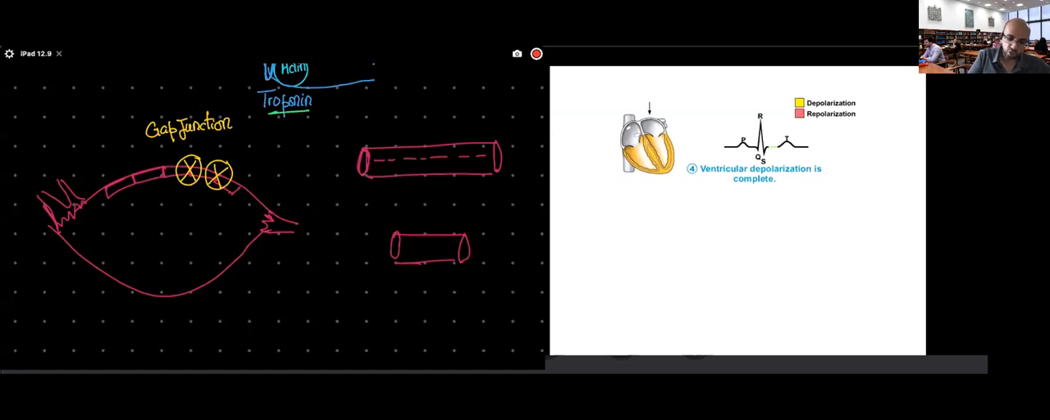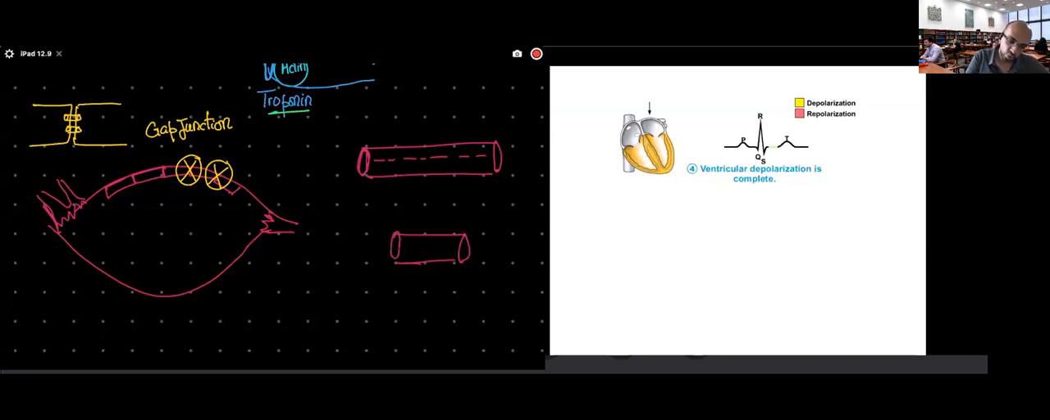And what's a gap junction? If you remember, a gap junction is an attachment between the cells in which I have channels connecting the cells together. It's an attachment between the cells, but I have channels. So what does this mean for me?